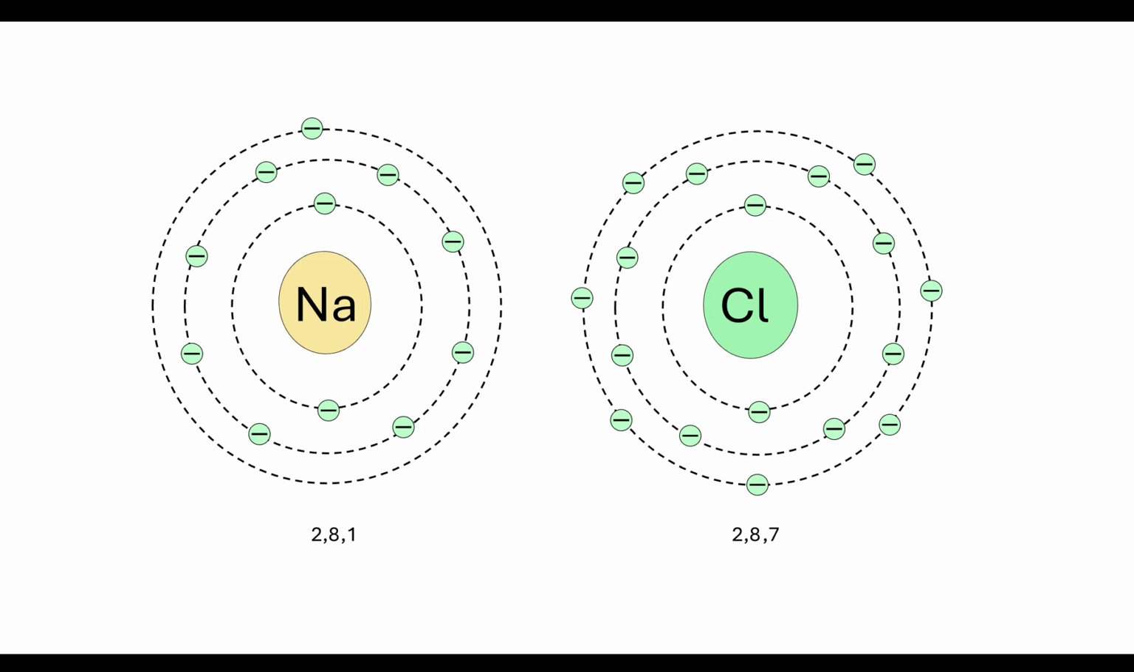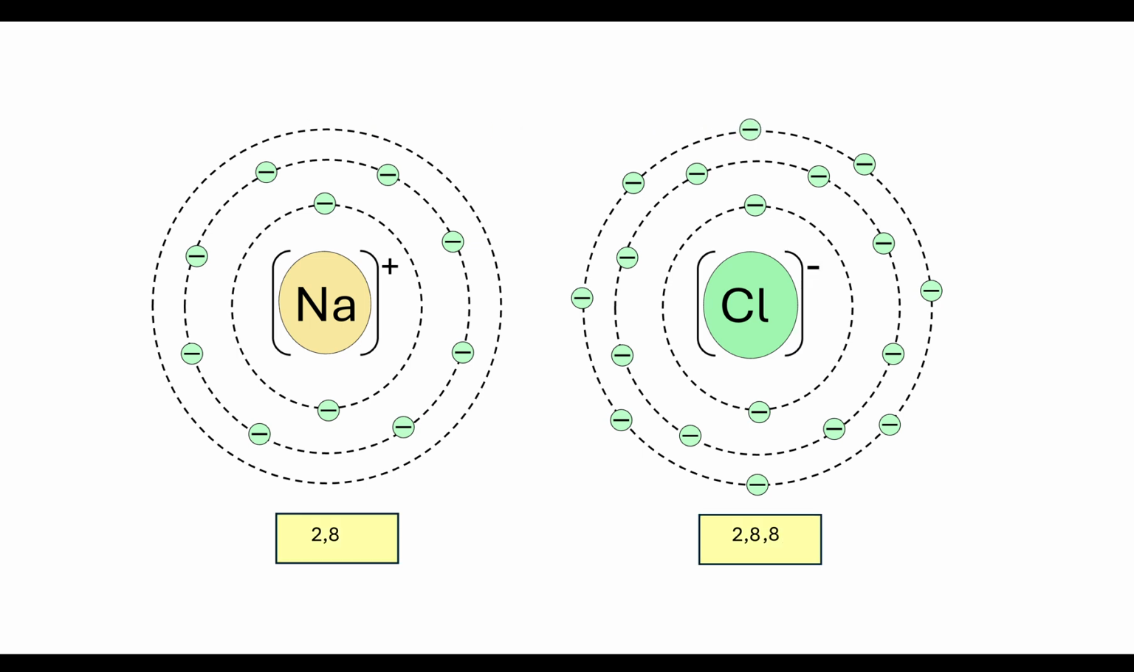Now, sodium, because it's in group 1, if it loses an electron, it will end up with a full outer shell on the second shell. Therefore, it has a more stable electron configuration. So we show sodium as being a positively charged ion because it has lost 1 electron.